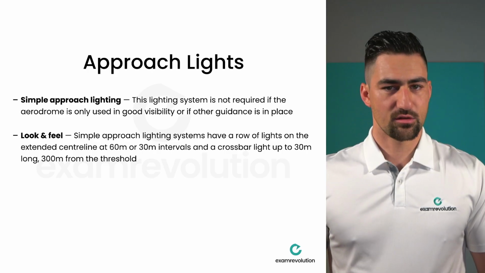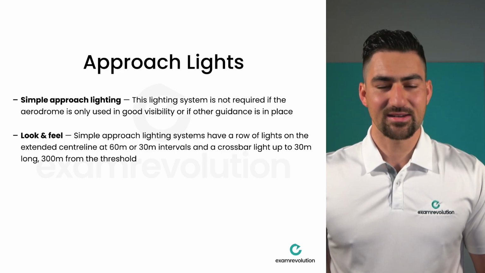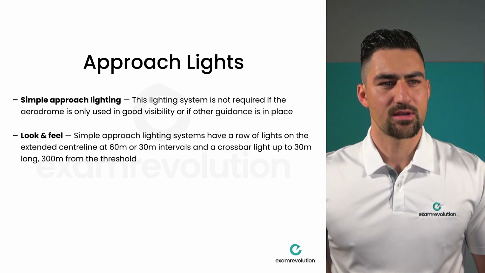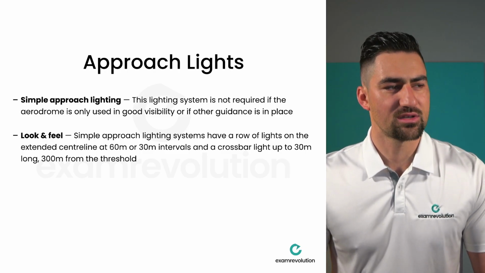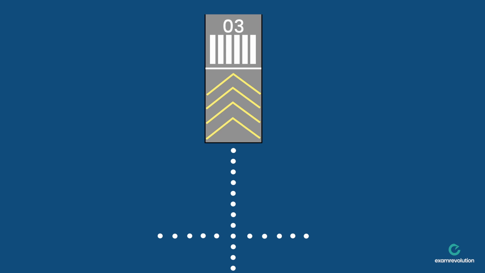Okay, now the look and feel of this. A simple approach lighting system has a row of lights on the extended center line at 60 meters or 30 meters intervals, and a crossbar light up to 30 meters long, 300 meters from the threshold. I know it's important to give you little pictures of what they look like. Now there's an example, right? And you'll see the dimensions is 60 meters or 30 meters intervals. That's how far the lights should be from each other.